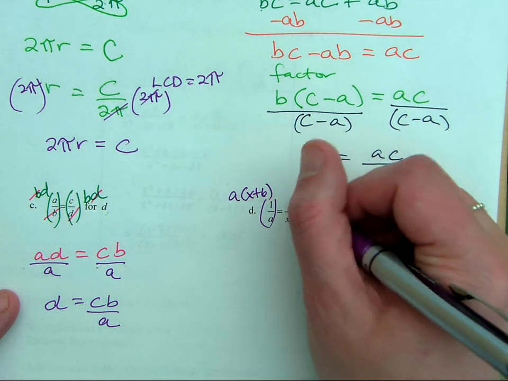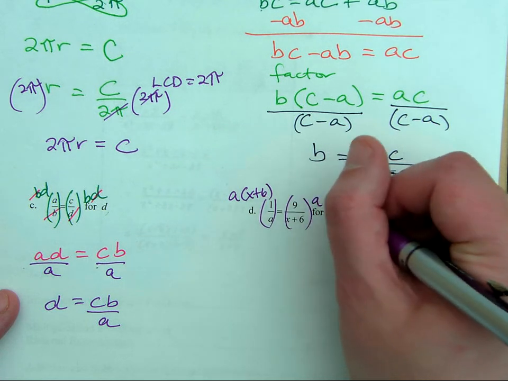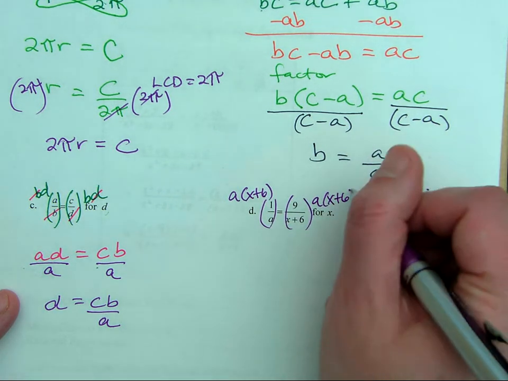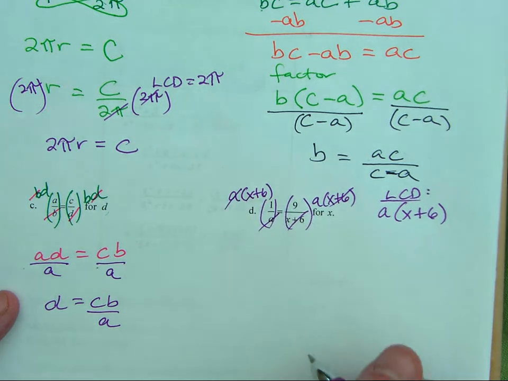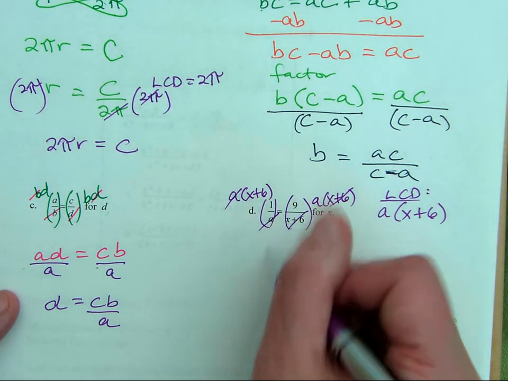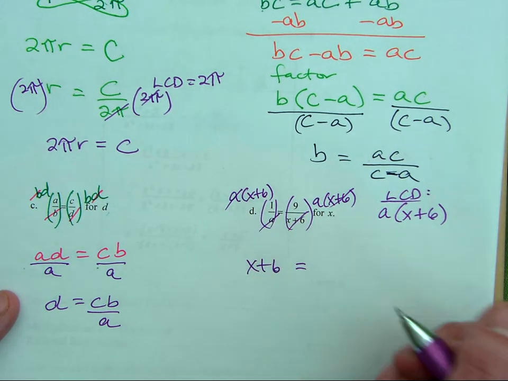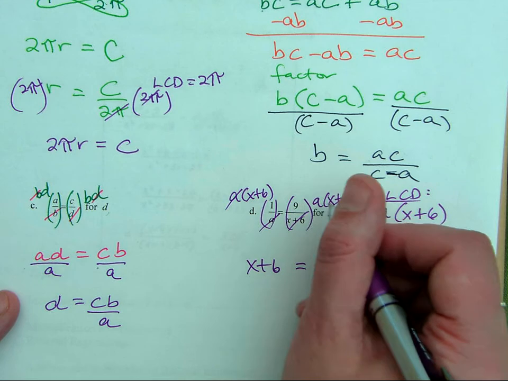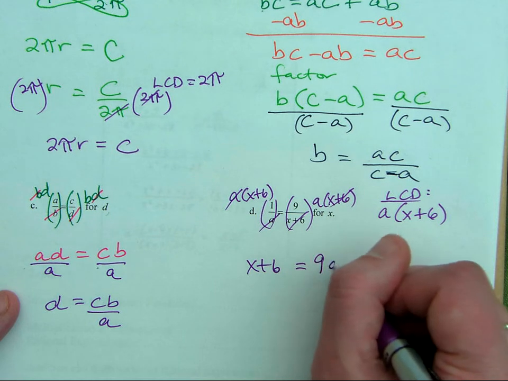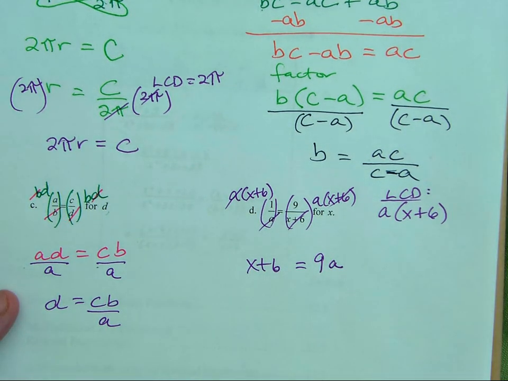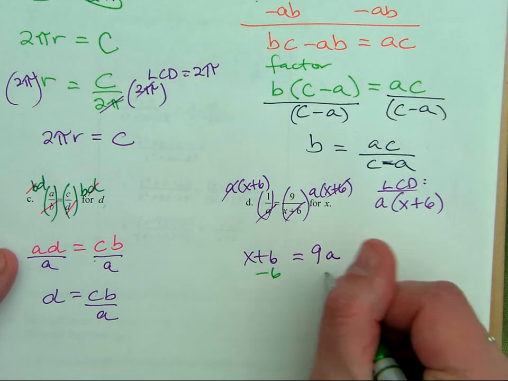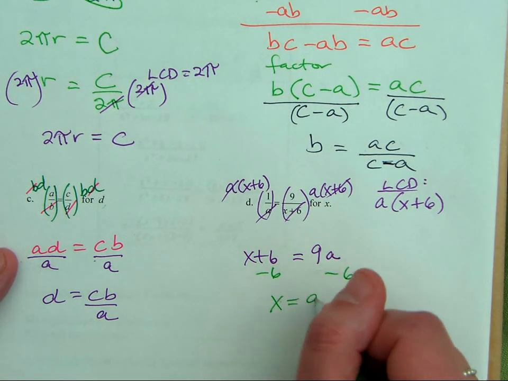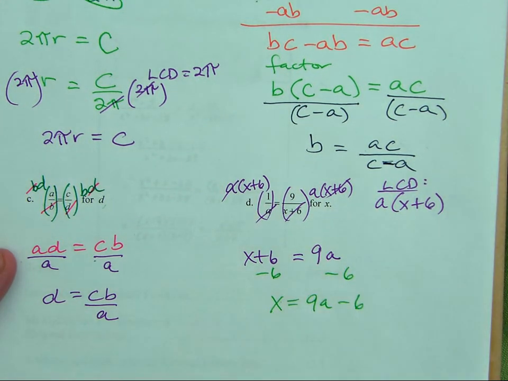So I'm going to multiply on that side. Multiply it on this side. A times x plus 6. The x plus 6's, what do? Cancel. The a's cancel. We have 1 times x plus 6, which is x plus 6. And then we have 9 times what? A. We want to get x by itself. So what can I do to isolate x? Minus 6. From both sides, we get x equals 9a minus 6.